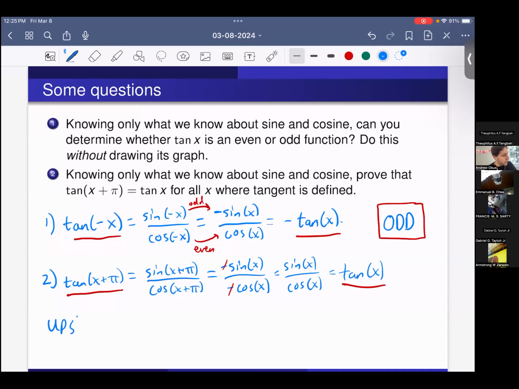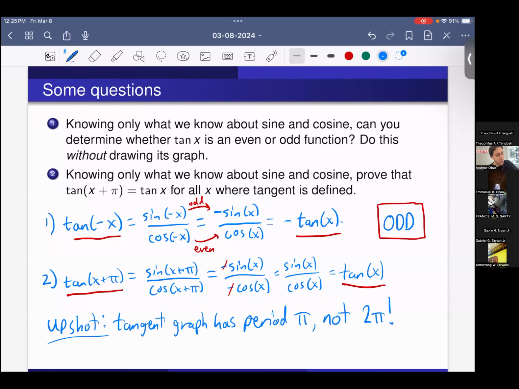And so an upshot of this is that the tangent graph has period pi, not 2 pi.